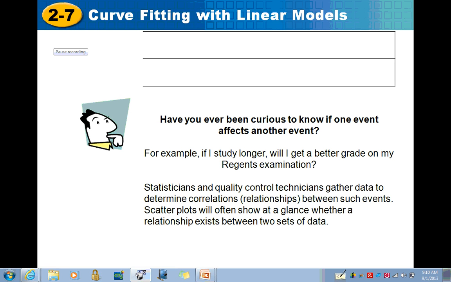So once you have a bunch of information, have you ever been curious to know if one event affects another event? For example, if I study longer, will I get a better grade on my Regents examination or my STAR examination? This is one reason we use scatter plots. Statisticians and quality control technicians gather data to determine correlations or relationships between such events. So a correlation is a relationship between two events.